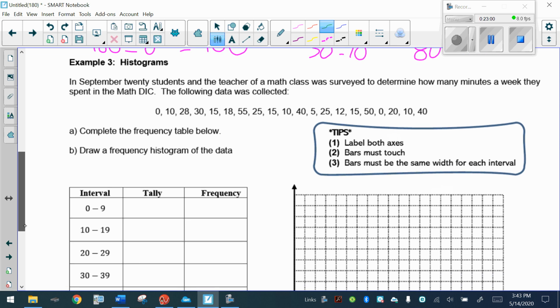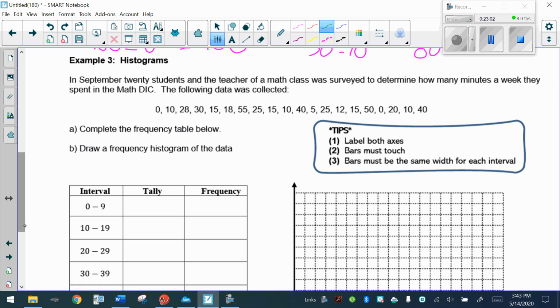So the first thing it says is complete the frequency table below. So this spot says tally, which my kindergarteners are learning about their tallies all the time. Tallies are when we do these things. Remember those? So that's what we're going to do, is we're going to make a tally for all these numbers. And the way you do it so that you don't miss anybody is you go through each number in the data set and make the tally mark.